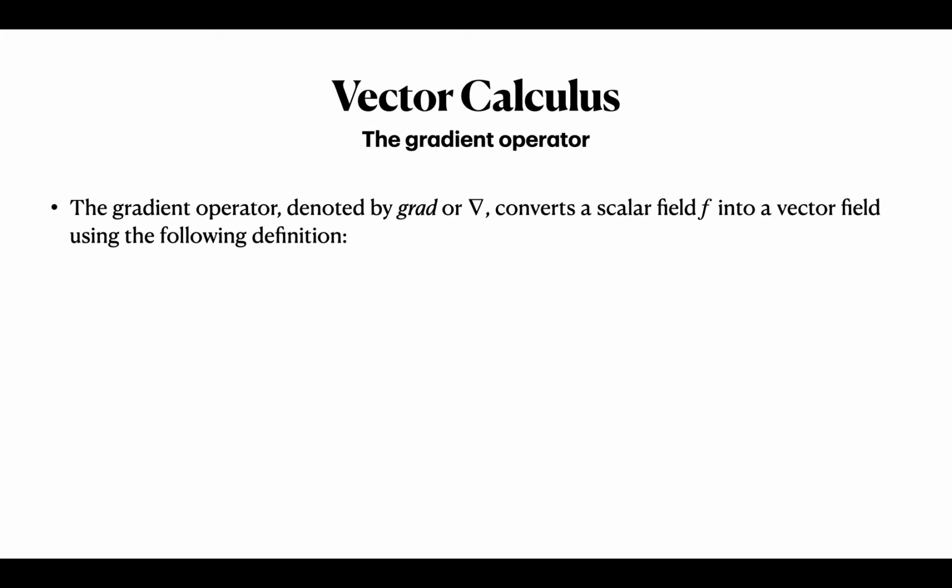If in an exam situation, I ask you to get the gradient of a scalar field and you give me a scalar, you will get 0 points, because that is the whole point of the gradient. It takes a scalar and it converts it into a vector. Do not forget that. You must get a vector. And there's a formal definition of what the gradient operator is. And here it is. It's delta f delta x along i plus delta f delta y along j plus delta f delta z along k.